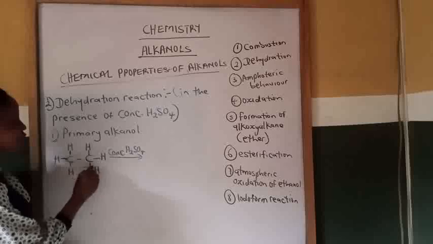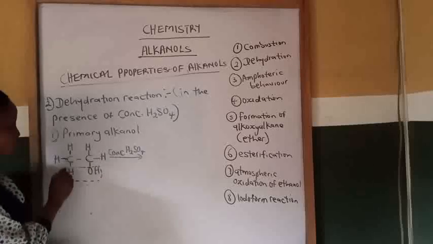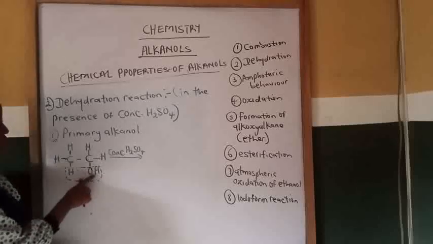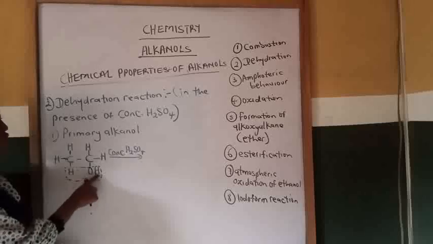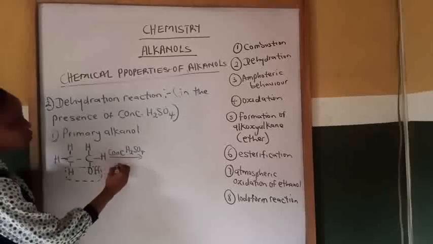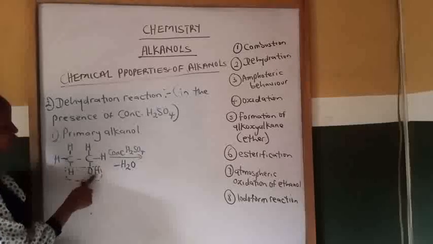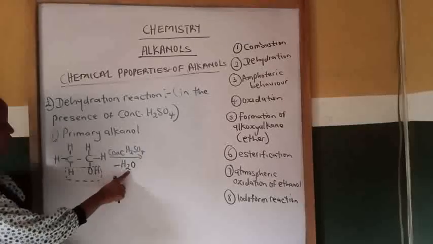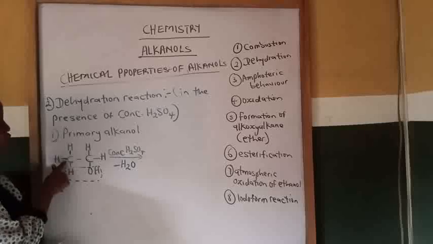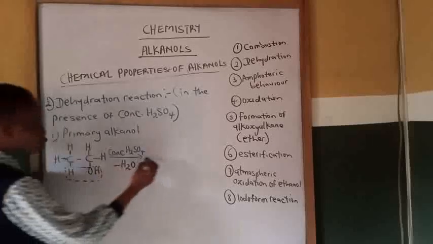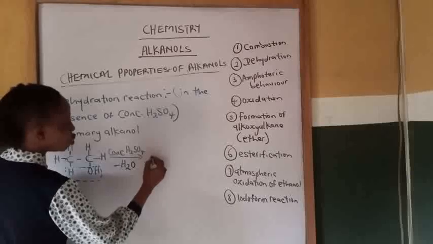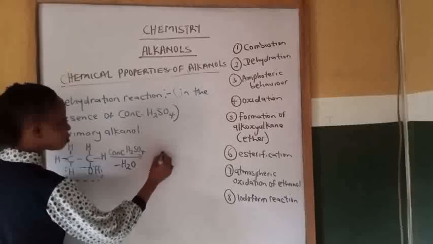You remove hydrogen together with this hydroxy group. Removing hydrogen together with this hydroxy group will give you H2O. So you have removed what? You have eliminated what? Water molecule. 2 hydrogen plus 1 oxygen will give us H2O. So we are left with what? Carbon atom with 2 hydrogen atoms, then the other carbon atom with 2 hydrogen atoms. So these are the products now.